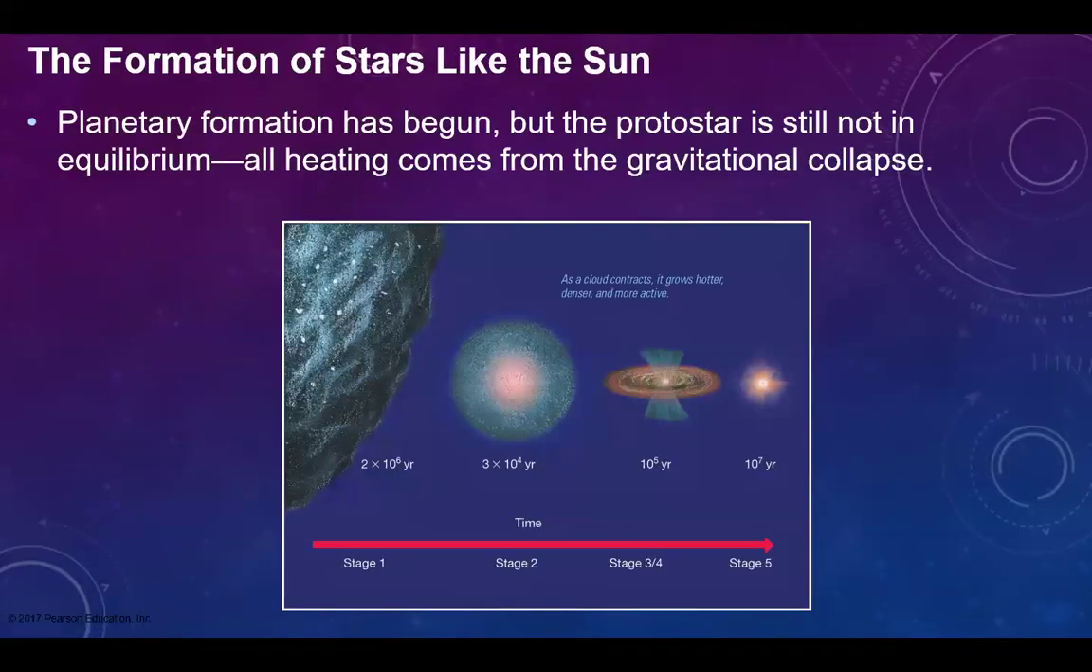So then at this point, planetary formation has begun, but the protostar is still not yet in equilibrium. It hasn't reached balance. All of its heating is still coming from gravitational collapse. So it's bright, looks like a star, but it hasn't quite begun fusion. So it's emitting jets of material, it's forming planets, but it hasn't quite started fusion. It gets hotter and denser and more active. It's cleared out most of the general dust around it.